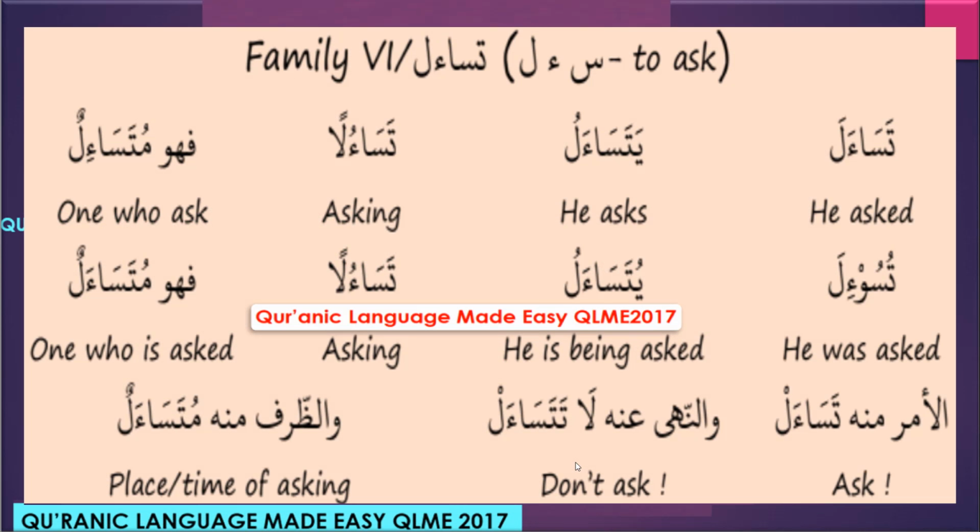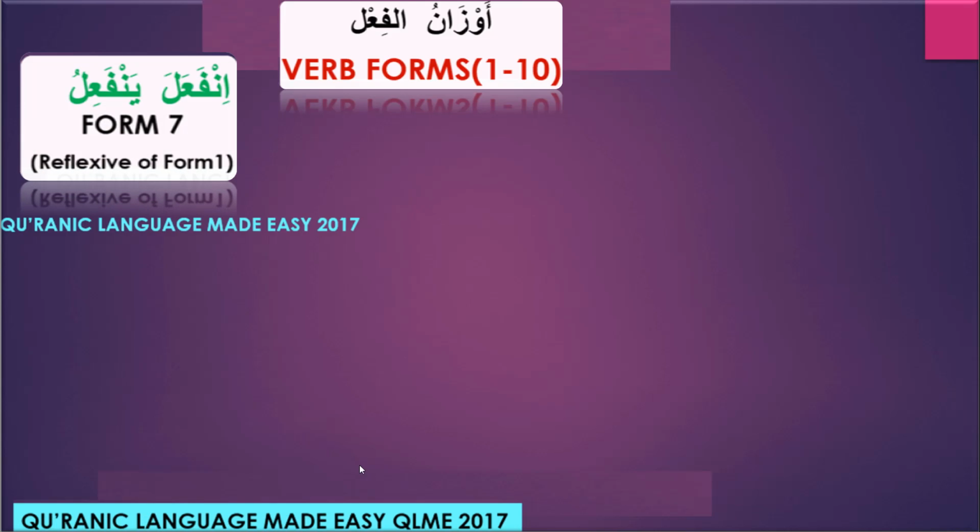And the form 6 surf chart is tasa'ala, he asked, yatasa'alu, he asks, tasa'ulan, asking, and mutasa'ilun, one who asked, tusu'ila, he was asked, yutasa'alu, he is being asked, tasa'ulan is asking, and mutasa'alun, the doer fa'il was mutasa'ilun, and the maf'ul is mutasa'alun, one who is asked. And command is tasa'al, and then nahi is la tatasa'al, don't ask, and the verb is mutasa'alun, same as isam maf'ul. Next is form 7, that is reflexive of form 1.